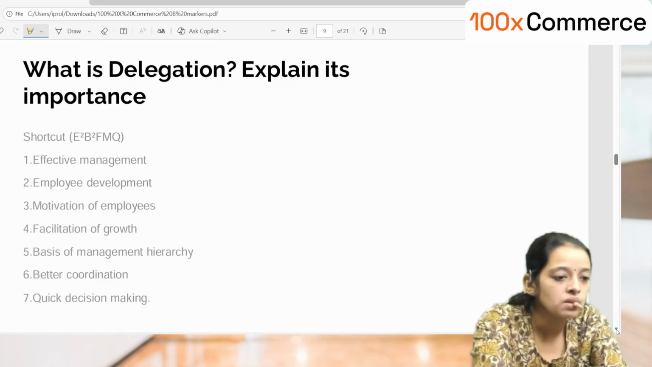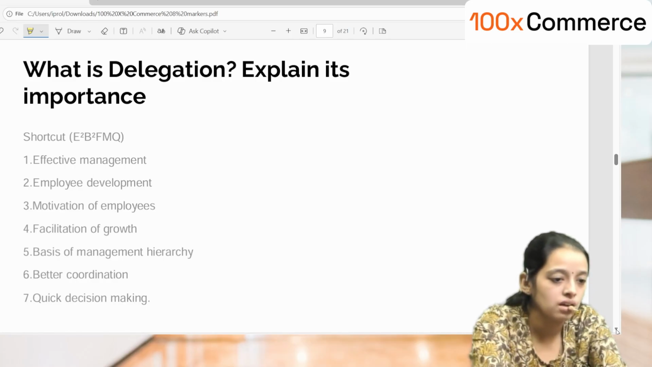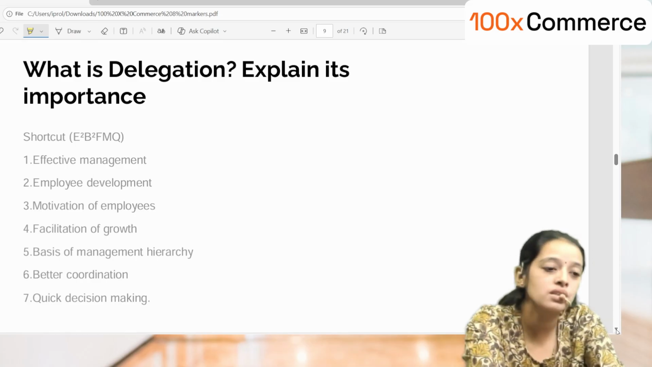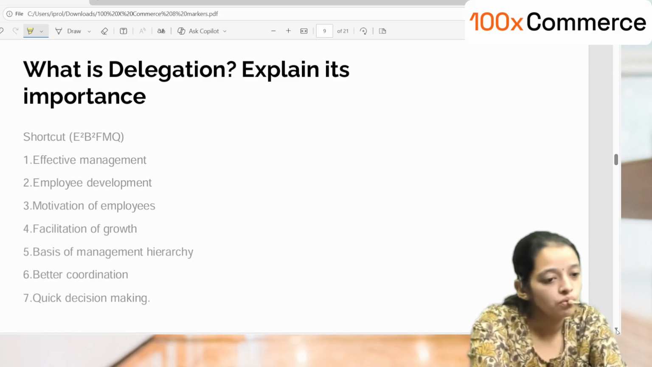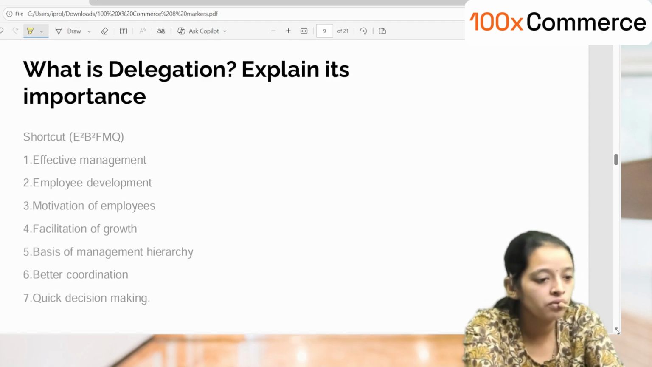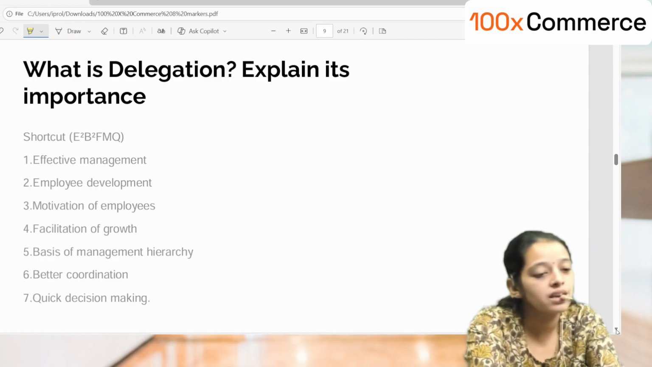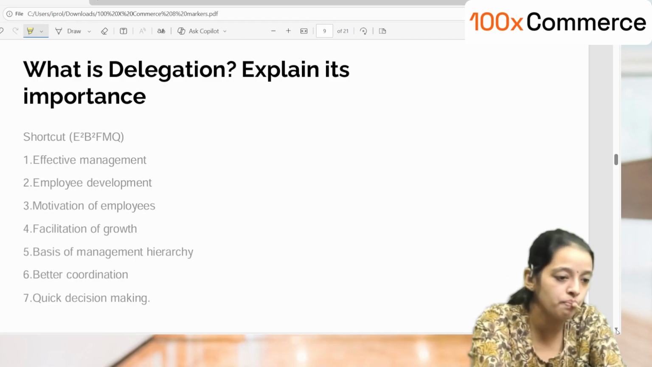Then it shows the basis of management hierarchy, that is, we can see that whenever the work is being delegated, hierarchy-wise how it is being distributed, that also we can understand clearly with the help of delegation. Then there is better coordination. It means there is proper synchronization between one department and another, and a lot of mutual understanding and coordination between the departments.